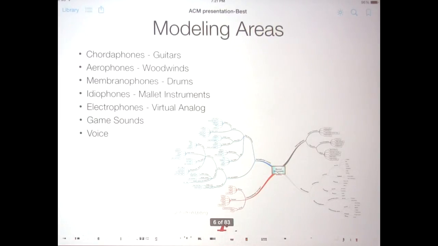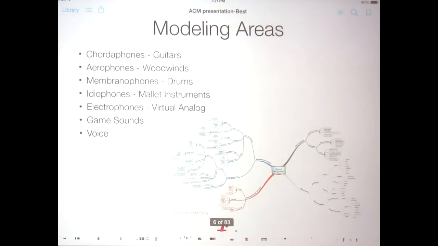So, let me just continue with this thought here. The modeling areas tend to break down into chordophones or guitars, which we've spent a lot of time on at moForte. Aerophones, which are woodwinds. We've done some work with that. We're not ready to release any products in that area. Membranophones, which are drums, very hard to do, but people do model these things. Idiophones, which are malleted instruments.